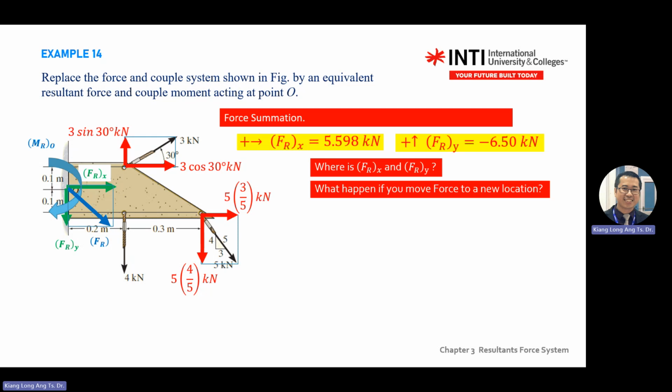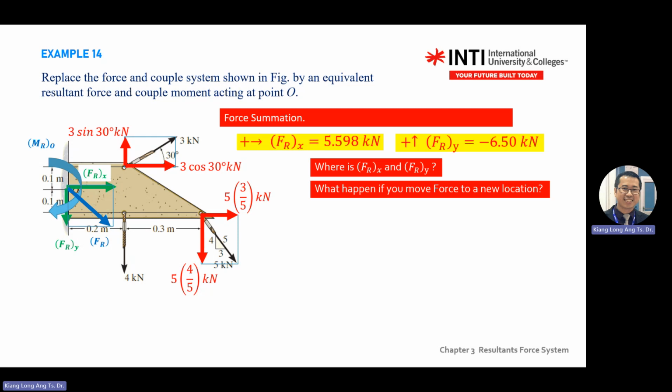Then you look at 3 sine 30 kilonewton. This one turns clockwise or anti-clockwise? Anti-clockwise, positive. This one, 3 cos 30, clockwise, so negative. So this one multiply by what distance? This one is the perpendicular distance, so 0.1. So 3 cos 30 bracket 0.1, you get a negative moment.